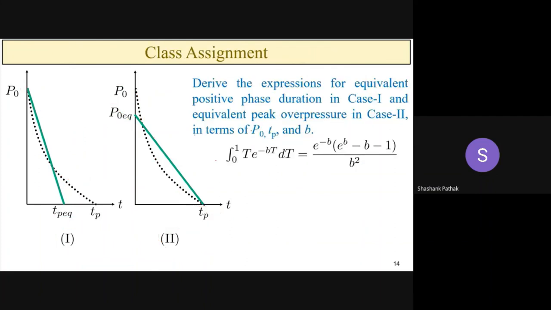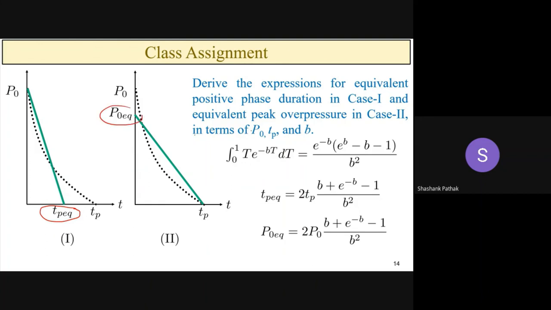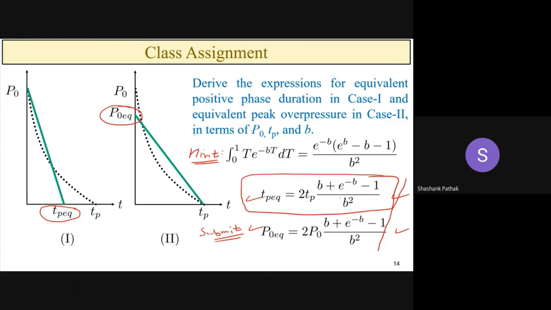For example, this is one class assignment that I want you to solve and submit. In the two cases that I have shown in the previous slide, you have to compute the T equivalent in this case and P0 equivalent in this case. This is the hint that you can use, this integral, and based on that you have to derive TP equivalent and P0 equivalent and submit your assignment after the class. Maybe you can submit on the Moodle. I will check it and upload it in your mark sheet. This is very simple. You have to just do some little mathematics and it will be completed. So this is about the class assignment.